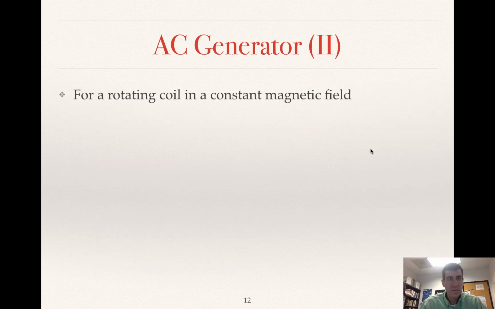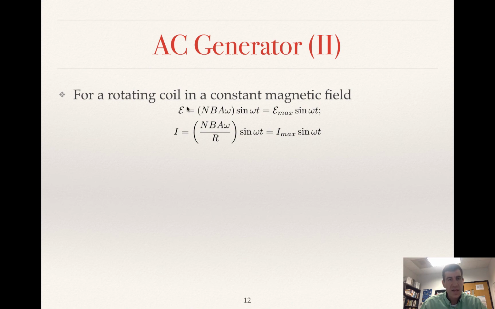So to derive some equations that we can use for generators, if you have a rotating coil and a constant magnetic field, the EMF that gets induced is the number of coils you have times the magnitude of your magnetic field times the area of the coils times omega, where omega is the angular velocity that you're rotating the coil at, times the sine of omega t. So this is the sinusoid part. You can think of this as a max EMF times sine omega t. And then if you hook that up to a circuit with some resistance, you can get the second expression here for the current.